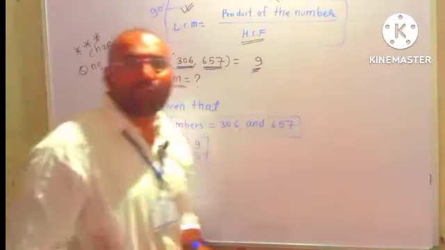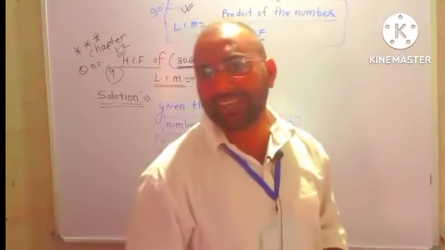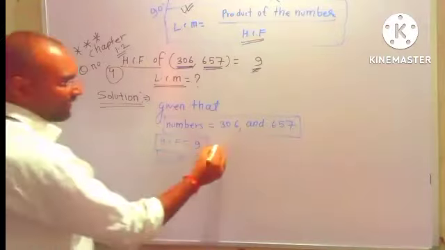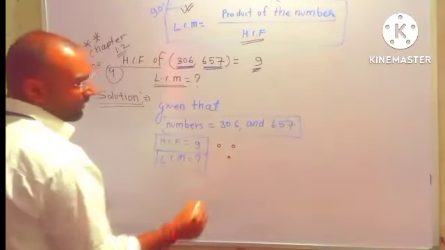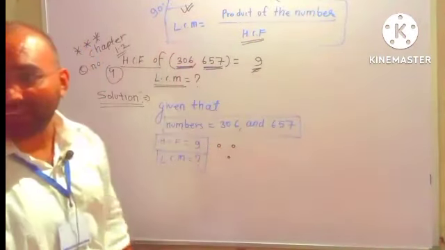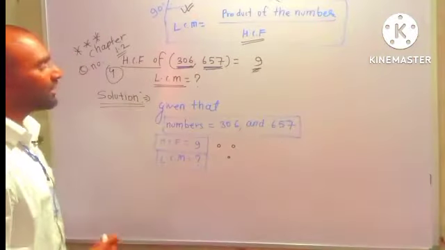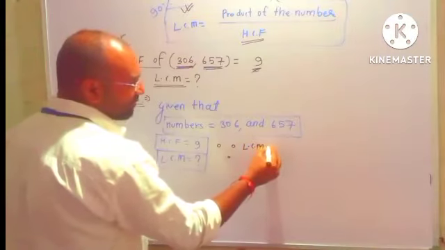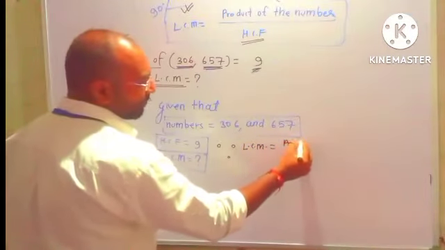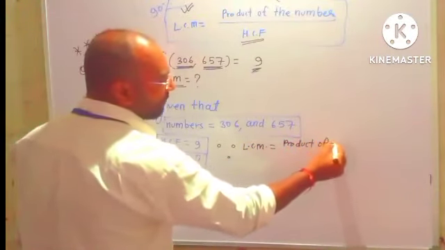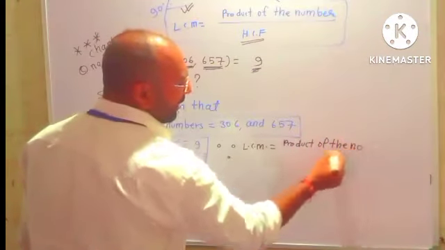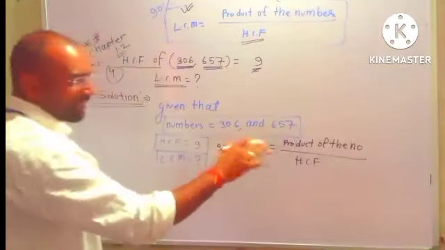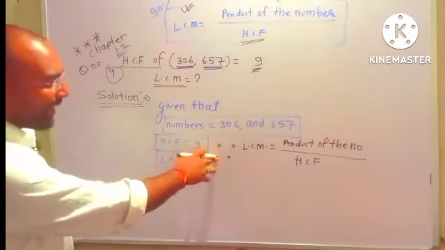Whenever we write down the formula, जब भी हम formula लिखते हैं, before that we have to write down "we know that". उसके सामने हमें क्या लिखना है? We know that. हम जानते हैं कि. So write down the formula: LCM is equal to product of the numbers divided by HCF. Is this clear?